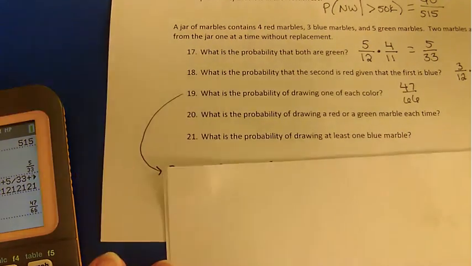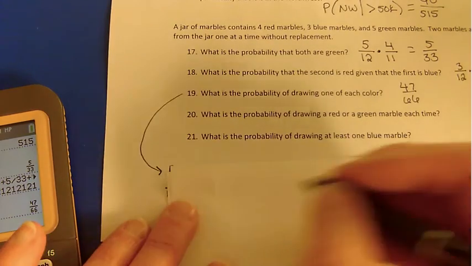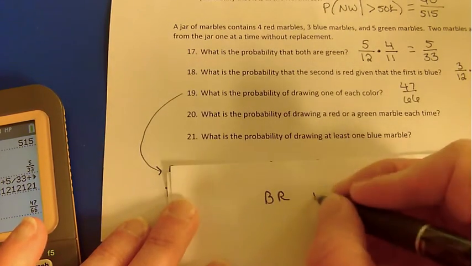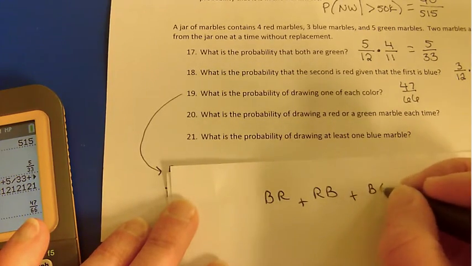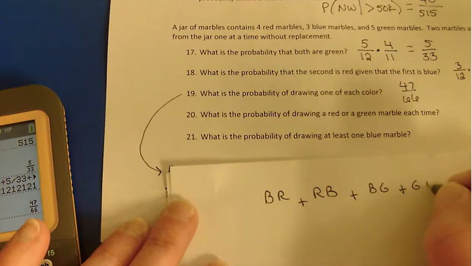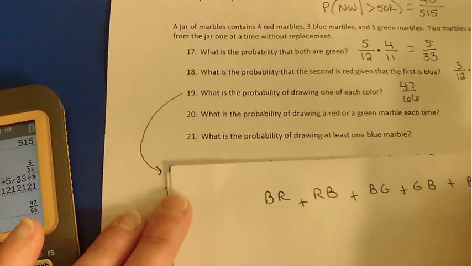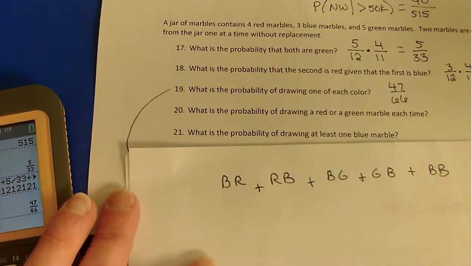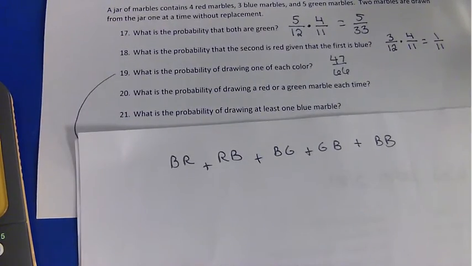What is the probability of at least drawing one blue one? You would do the same exact thing, but with the blues. So at least one blue. That'd be a blue and a red, red and a blue. Blue and a green, or a green and a blue. Or two blues. So you'd have to find the probability of each one of those and then add them all up. That gets a little tricky.